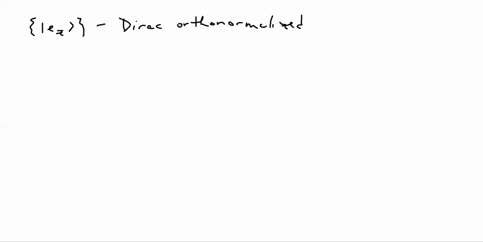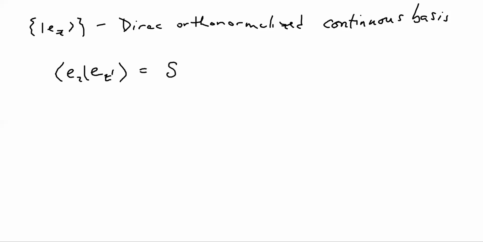So not a discrete basis, but a continuous basis. If we look at those, what we're really seeing is that when we take the inner product of e sub z with e sub z prime, we're going to get this delta function, right? And that's from our Dirac orthonormalization.